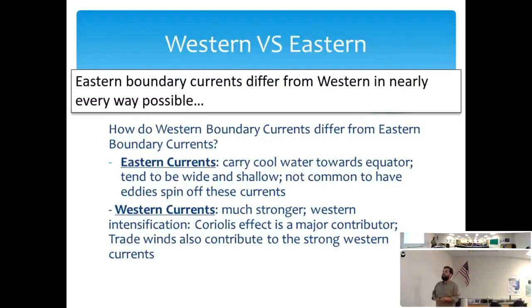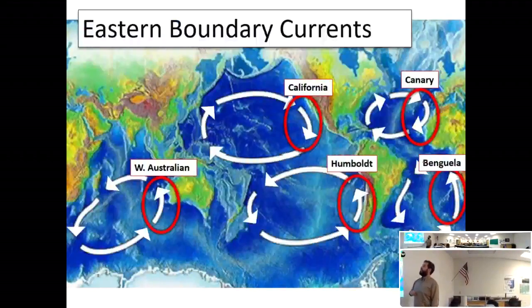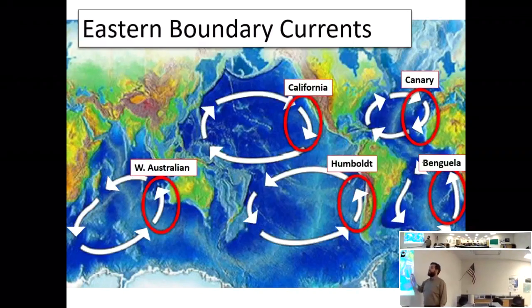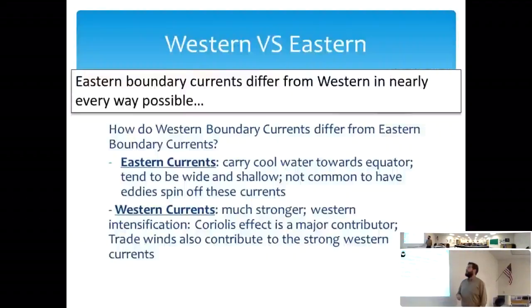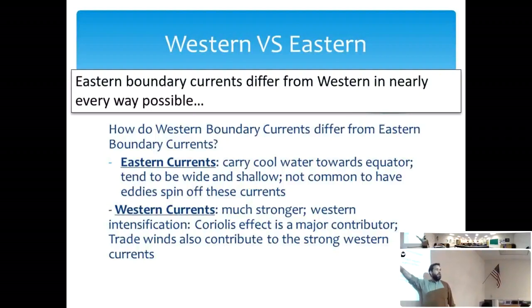All right, now eastern currents carry cool water towards the equator. So notice that the western currents are always going towards the poles, and eastern currents go towards the equator, okay? Instead of carrying hot, warm water, they're carrying cool water. So these are nice, cold, rich in nutrients, rich in oxygen. These tend to be wider and more shallow and also slower. And because they're moving more slowly, eddies do not form off of them so easily. So western boundary currents are mostly responsible for developing the eddies that deliver nutrients to the interior of gyres.